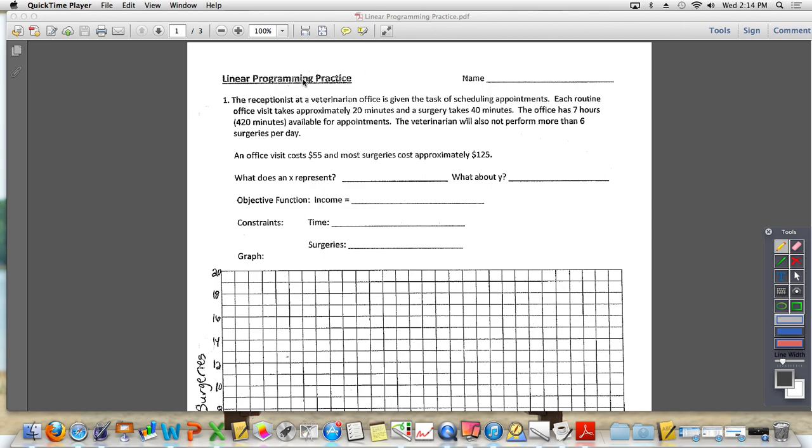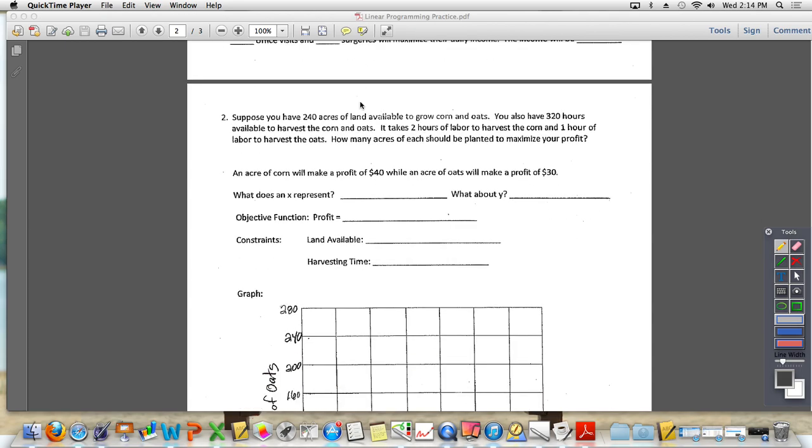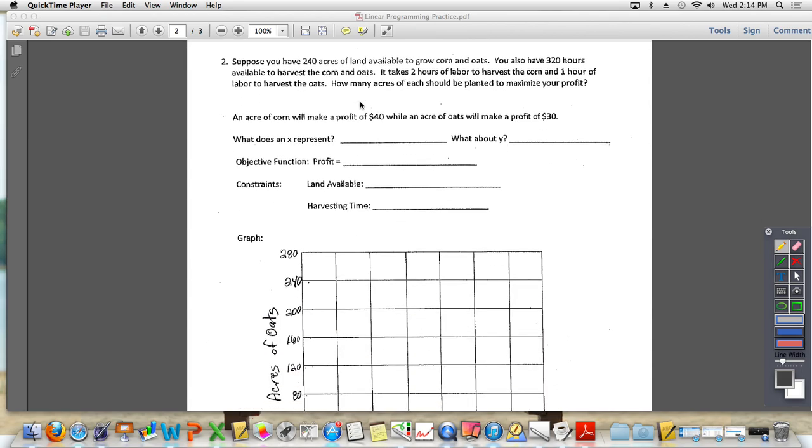So you need to have this in front of you, but I want you guys to flip to the back of the first page, problem number 2.